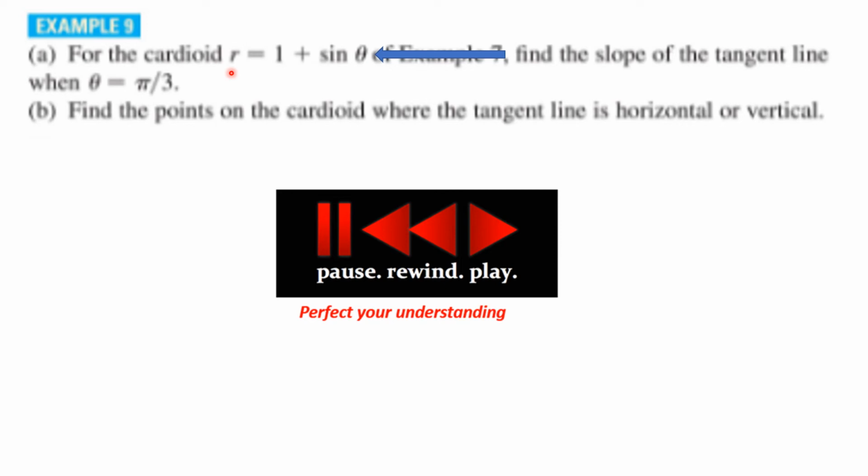And then I ask you a little bit different question here. It is find the points on the cardioid where the tangent line is horizontal or vertical. You know what to do. Let's see how you did. And again, congratulations if you got it. If not, you learned something. Either way, you win.